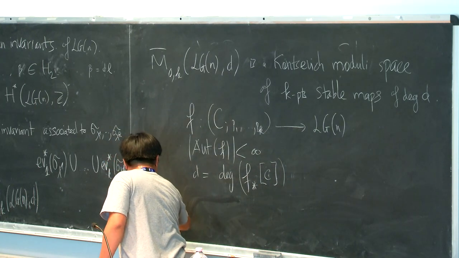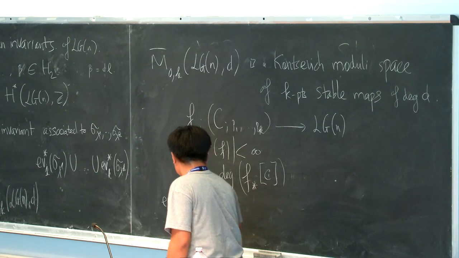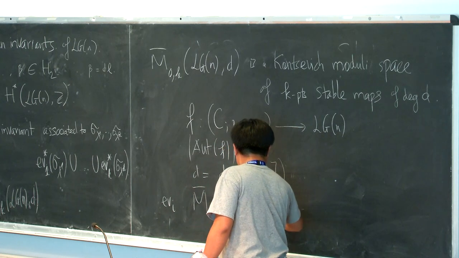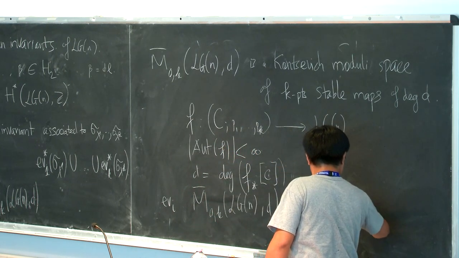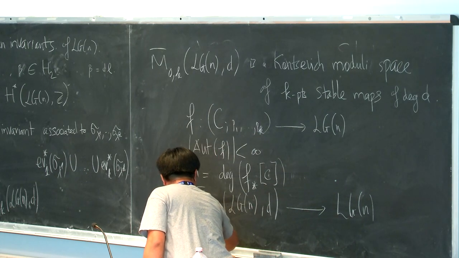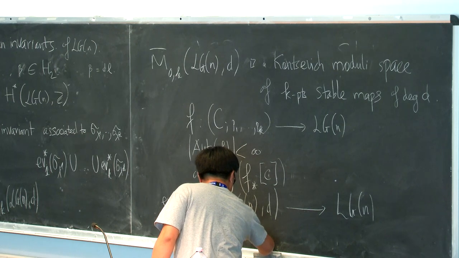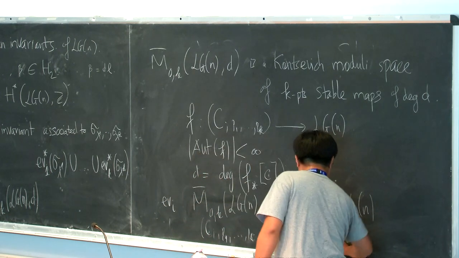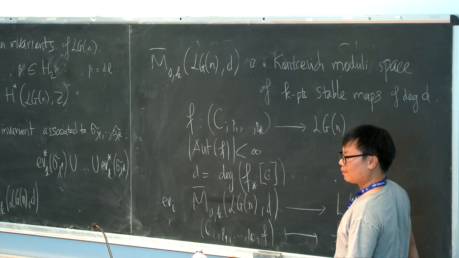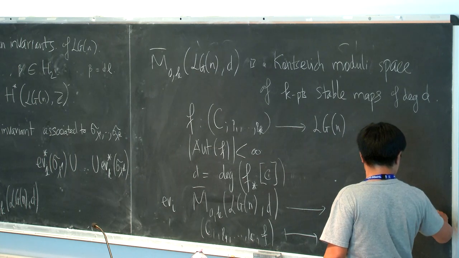The EV I mean the evaluation map from the moduli space to LG(n), which sends a stable map f from C with points p1 up to pk to the value of f at the point pi. So this is the so-called evaluation map.